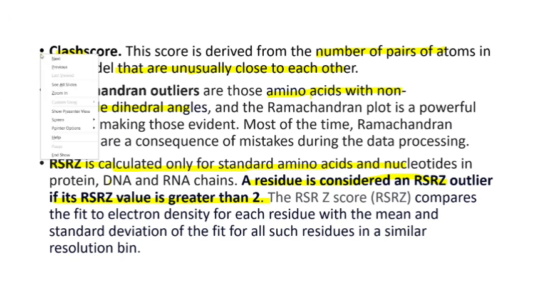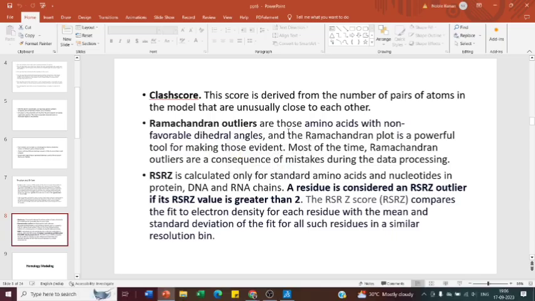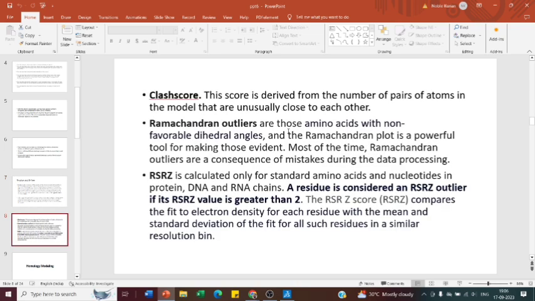So these are some of the values which can be used to find out the quality of structures derived using X-ray crystallography. One is the R value, which should be around 0, or a typical value of 0.2. Then the clash score, which gives how many atom pairs come unusually close to each other. Ramachandran outliers tell about the amino acids in that model which have non-favorable dihedral angles, psi and phi angles.